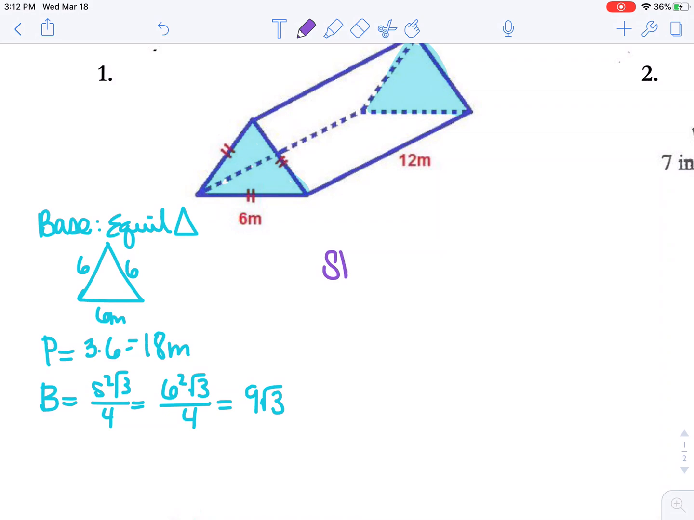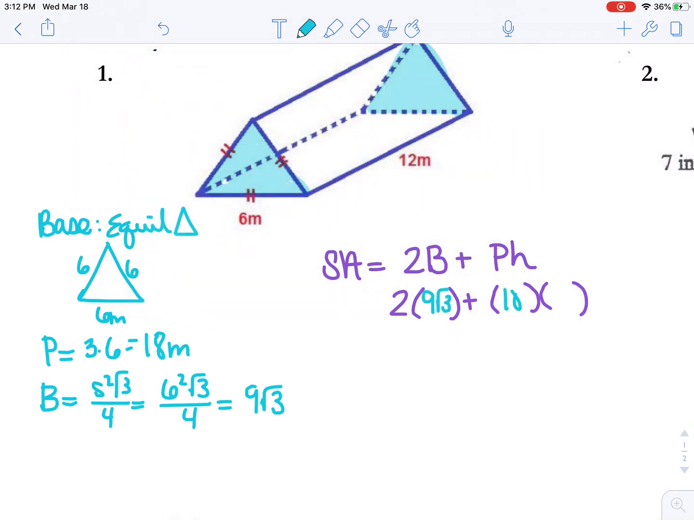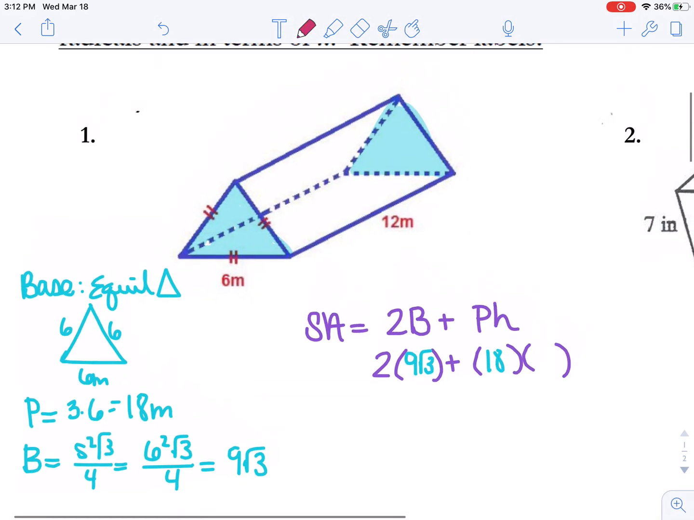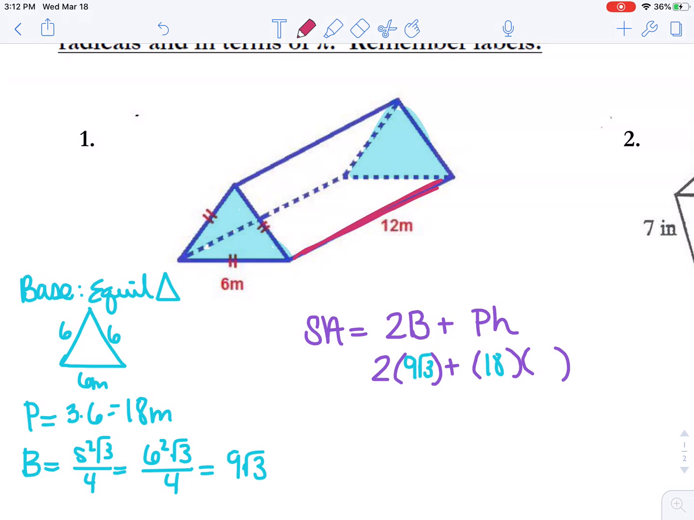I'm going to use those when I'm calculating my surface area. There are 2 bases, and then the lateral area, the pH. I just calculated what B and P are, so I'll plug those values in. The area of the base is 9 root 3. The perimeter of the base is 18, so I can plug those in the right spots. Then I need to find the height of the prism. The height of the prism is the distance between the 2 bases. So if we crossed off the 6, the values we used for the base, 12 is the only one left over. That is the height of our prism.